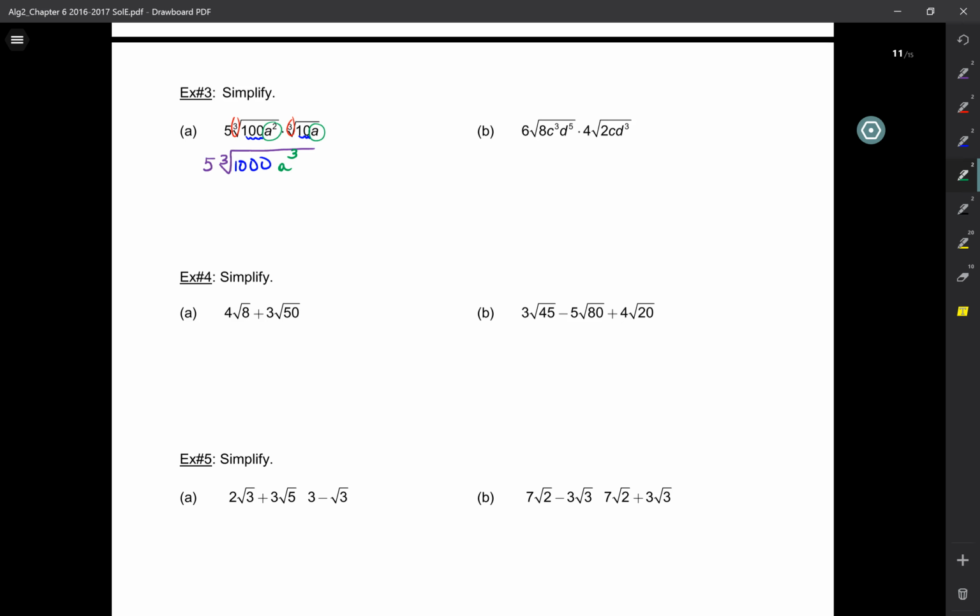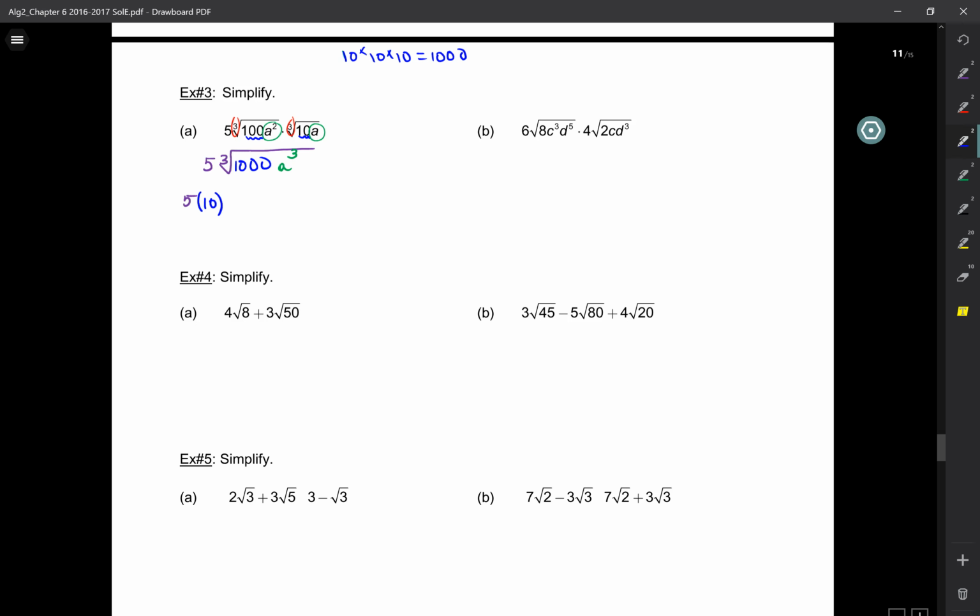Okay? Now, can I simplify cube root of 1,000? What's 1,000 made of? Right? So 1,000, right, 10 times 10 times 10 is 1,000. So the cube root of 1,000 is just 10. If it doesn't come to you right away, can you use your calculator?